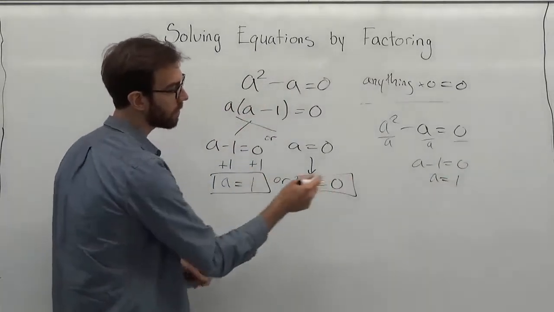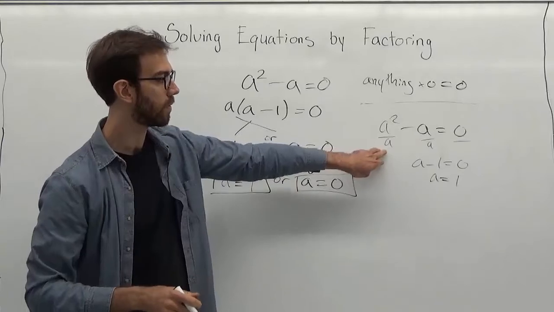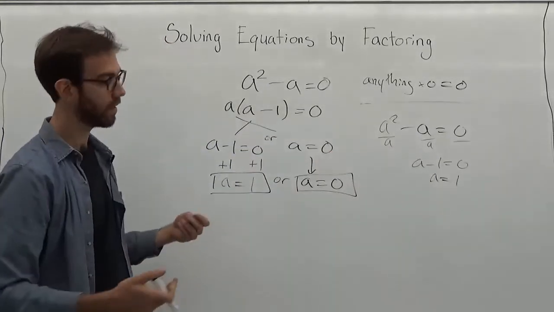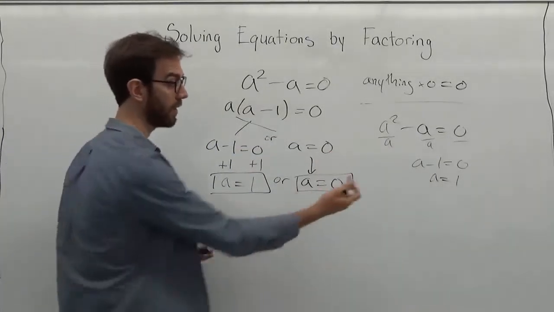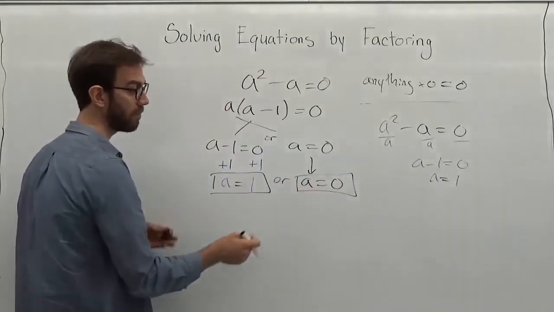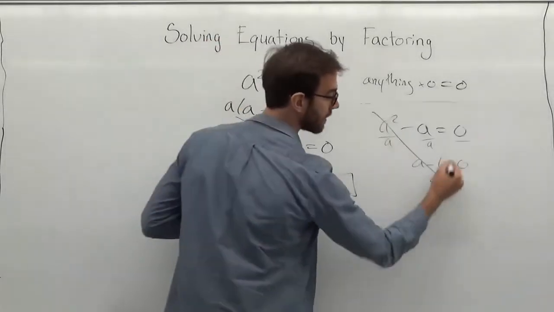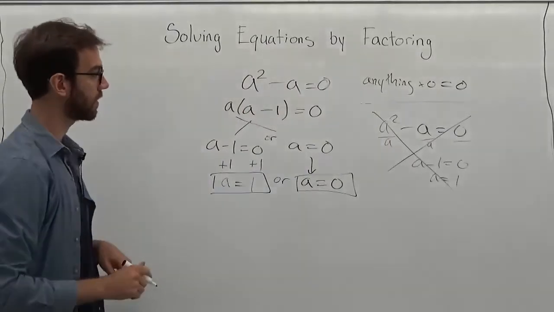Well, the problem with this is we don't actually know what a is. We don't know what we're dividing by, and we don't know if there are multiple answers that we're missing by doing this. This is giving us one answer. That's great, but it's not giving us all the answers. So this is not the way you want to approach one of these problems.